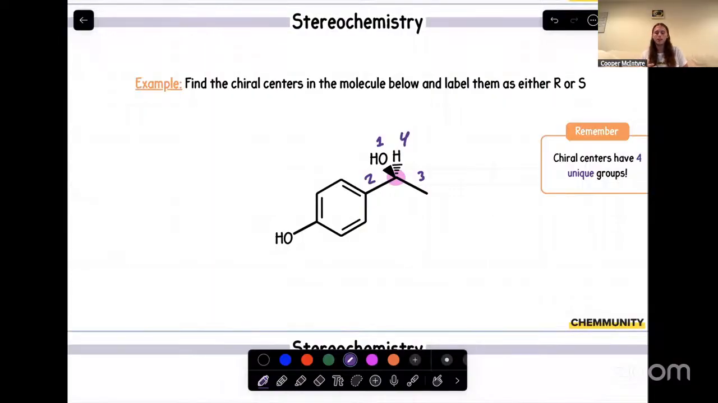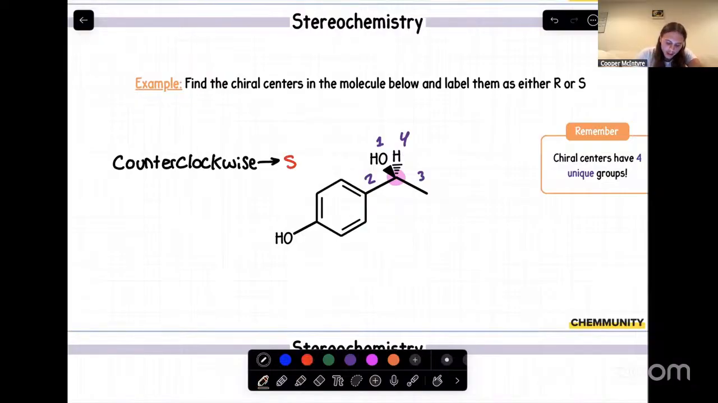Now, from here, like I mentioned, we need to count all of our priorities in order, and depending on the direction we count in, it'll tell us if our configuration is R or S. So if we count in the counterclockwise direction, we'll be looking at the S configuration. And then if we're looking at the clockwise direction, we'll be looking at the R configuration.